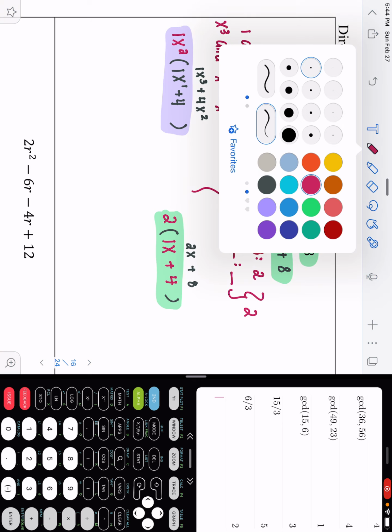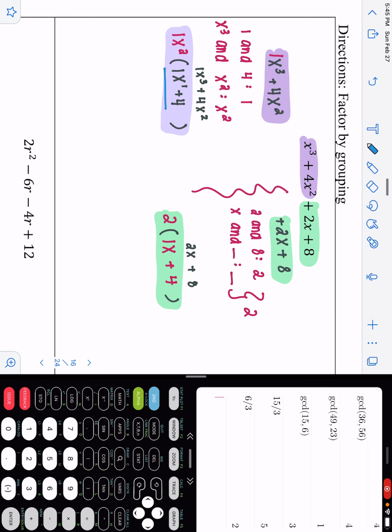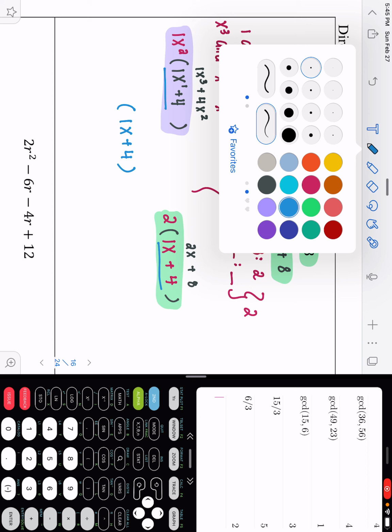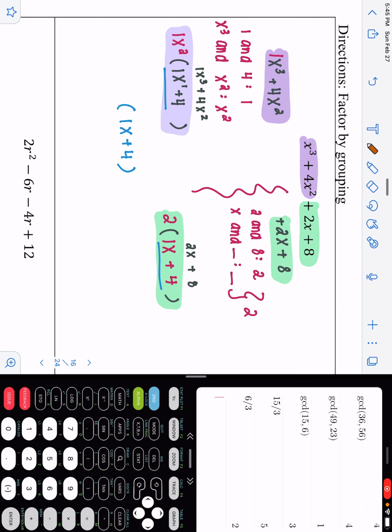We said in class we know we're on the right track because inside the parentheses is the same. So that becomes one of our factors, right? So we're breaking it up. One of our factors becomes 1x plus 4. Our second factor is everything that was left over: 1x squared plus 2.